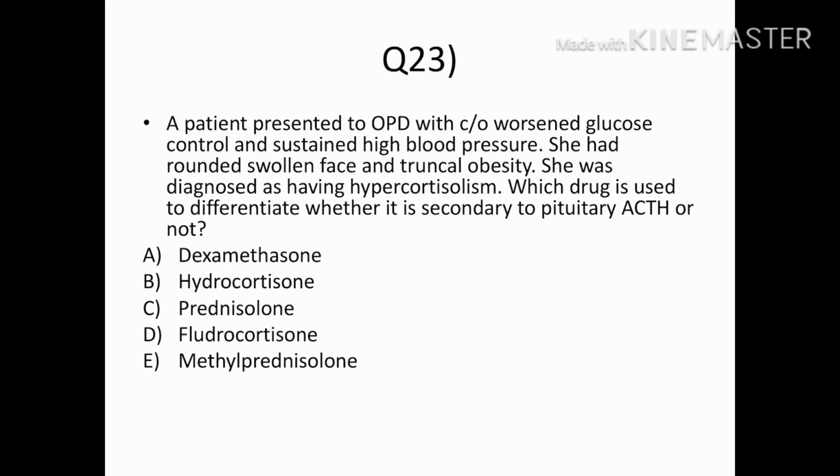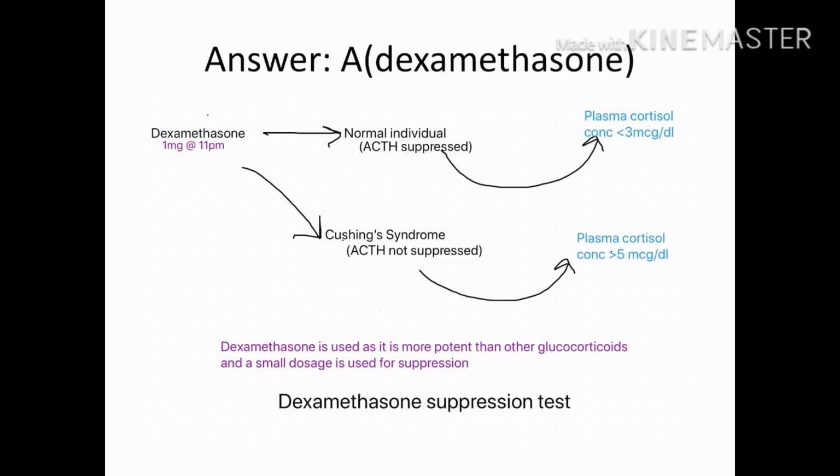This patient in this question suffers from hypercortisolism. Now, hypercortisolism can be because the patient has an adrenal adenoma that is secreting excess amount of cortisol, or it can be secondary to excessive production of ACTH by the pituitary gland. To find out what is the case, we use one of these following drugs. Which is that drug? The answer is A. Dexamethasone. This is called dexamethasone suppression test.